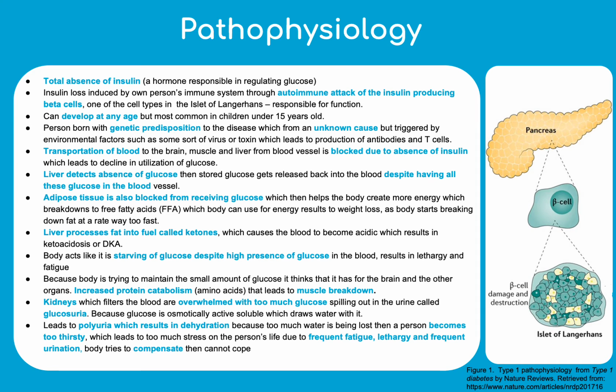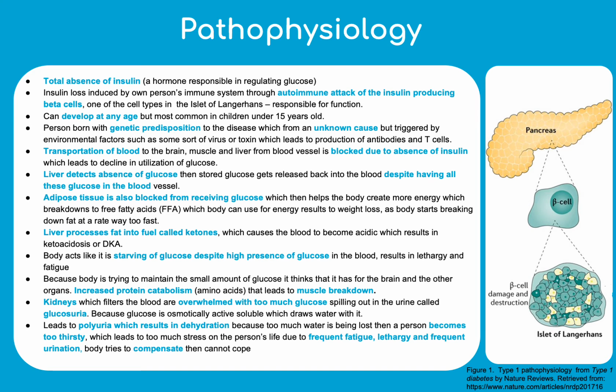acidic. And so because the body is trying to maintain the small amount of glucose it thinks it needs for the brain and other organs, it begins to increase the protein catabolism, which then breaks down into amino acids, which ultimately means the body is performing a muscle breakdown as there's minimal fat left to consume. And so if this is left untreated for too long, it can become a complication known as diabetic ketoacidosis, or DKA, where the body acts like it's starving of glucose despite high presence of glucose in the blood, which results in lethargy and fatigue from all the acid that's building up in the body.